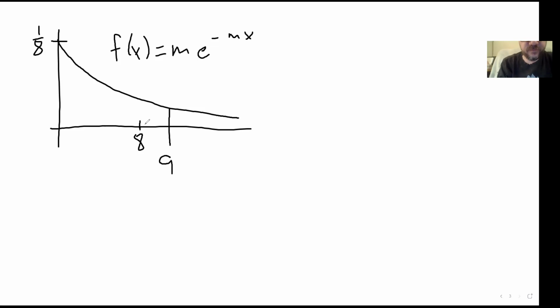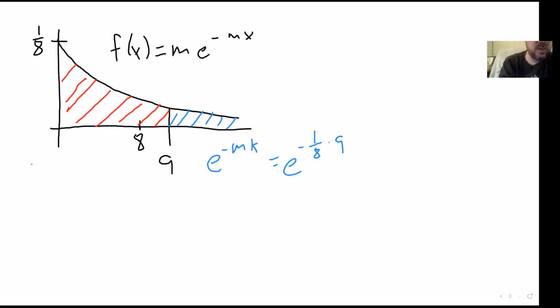So to the left, well, to the right is easier to define. So let me get a different color here. To the right, if you'll recall, that area is e to the minus m k, which in this case, k is 9. K is just the dividing line. So this is e to the minus 1/8 times 9. And then the area to the left is 1 minus that, of course, because the total area is 1. So this is 1 minus e to the minus 1/8 times 9.